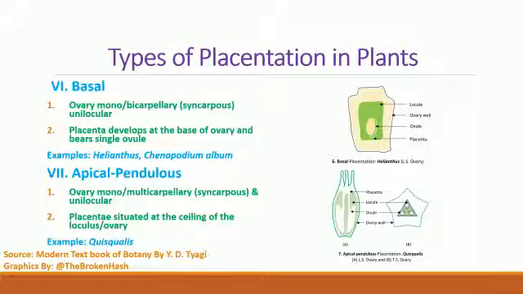In this type of placentation, the ovary is monocarpellary or multicarpellary, but syncarpous and unilocular. The placenta is situated at the ceiling of the ovary or loculus. Therefore, it is also known as apical pendulous type of placentation. An example of this type of placentation is Quisqualis.